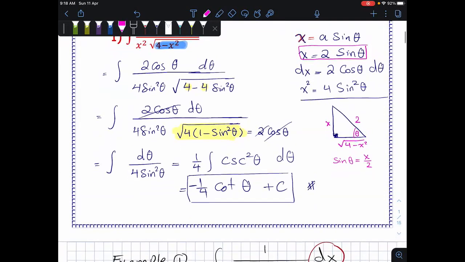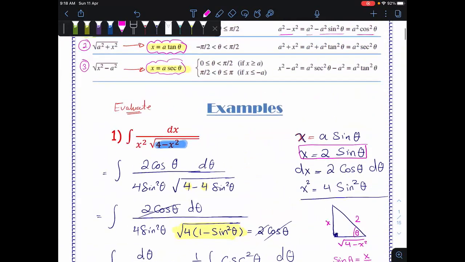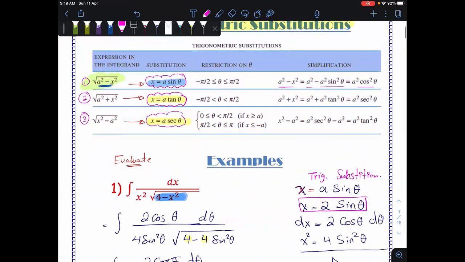Then simplify: negative 1 over 4 times cotangent, which is adjacent over opposite, so root of 4 minus x squared over x, plus c. I hope all of you understood how to solve this kind of question using trig substitution. You make a substitution with the help of sine, cosine and tan, and this table is very important to you.